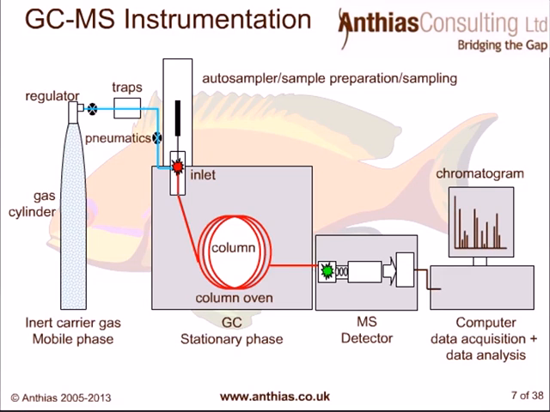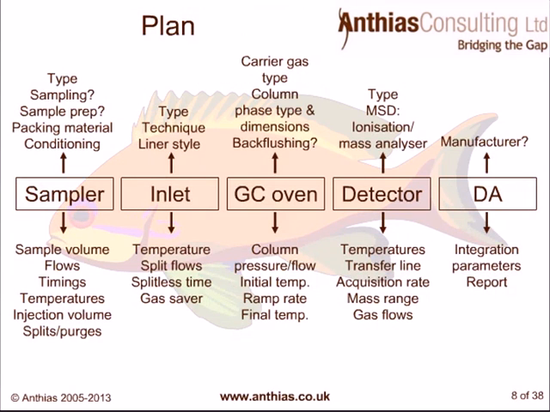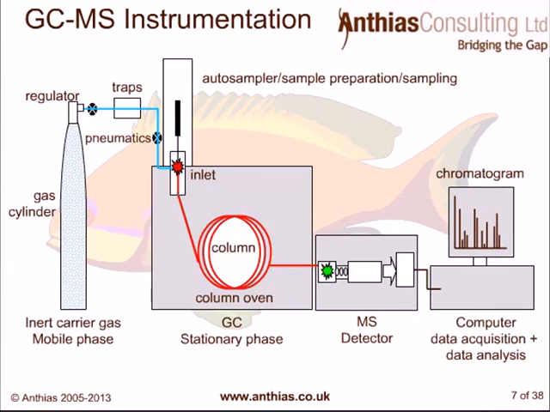There's the ionization technique. There's the mass analyzer, how we're going to separate the mass to charge ratios. And then, of course, there's a detector as well. And finally, we want to think about our data acquisition and data analysis software. Data analysis software is something that we do need to optimize as well.